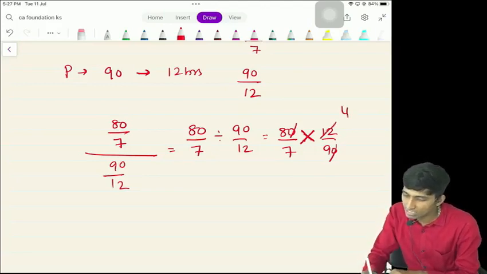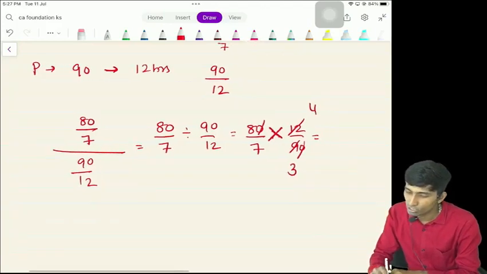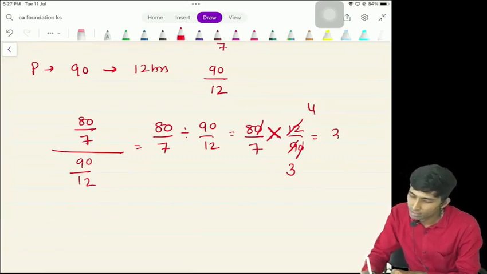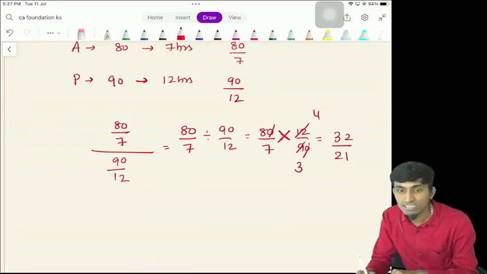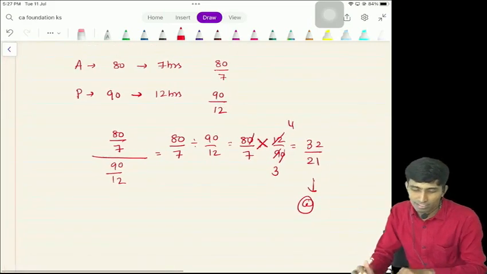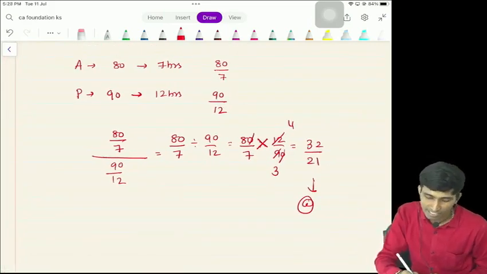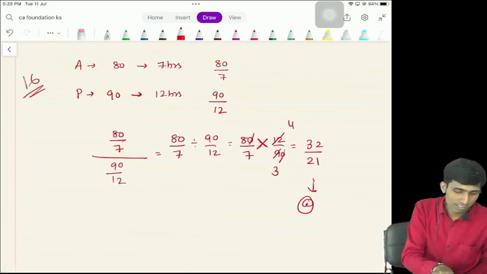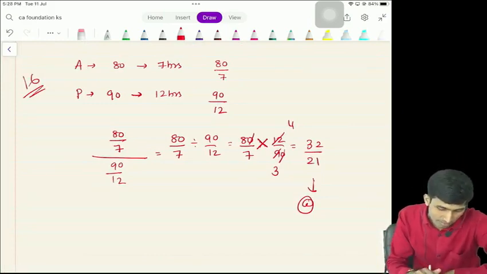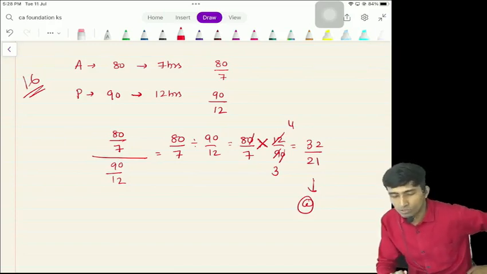3 4s are 12, 3 3s are 9, further no. 4 8s are 32, 7 3s are 21. Have you understood this? 32 is to 21. Option is what? A. Option is A. What a question. Wow, I am loving it. So simple it is.